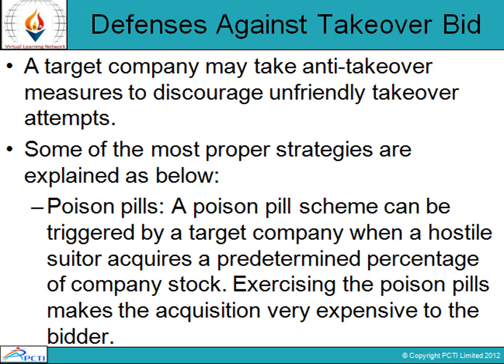Alright, some of the very commonly used and popular strategies are poison pills. So what are poison pills? It is a scheme that could be triggered by a target company when a hostile suitor acquires a predetermined percentage of company stock. So to execute its defense, the target company grants all shareholders except the acquirer an option to buy additional stock at a dramatic discount. What happens? This results in diluting the acquirer's share and intercepts its control of the company.